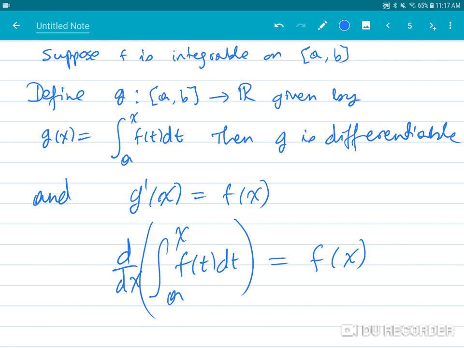Let me give you just a quick example. If you take the derivative of the integral from 0 to x of sine t dt, it's simply sine x. That's what this theorem is saying. In the next three videos, I'll put three different examples using properties of the integrals and this theorem. These are very different and very important examples.